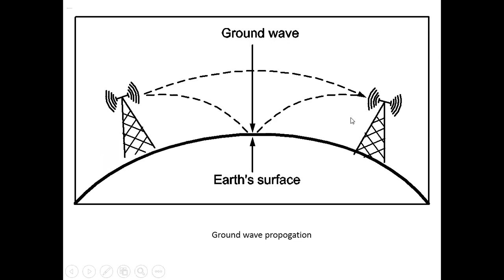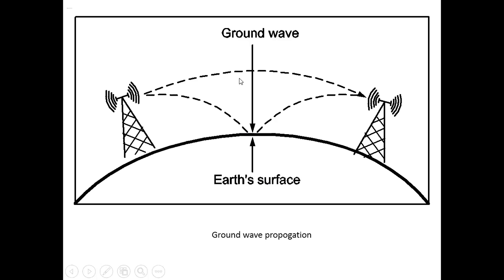This is the transmitter, this is the receiver. The electromagnetic waves are being transferred to the receiver with the help of the earth's surface. The earth's surface is acting as a medium. But what is the problem with this type of ground wave propagation? The main problem is that after 3 megahertz, this electromagnetic wave is going to die off. So the signal does not reach the receiver, and hence ground wave propagation is not used after 3 megahertz.